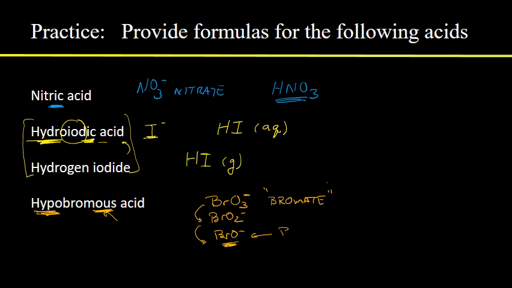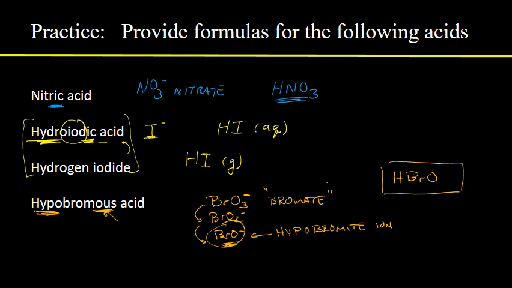So that means that this acid is based on the hypobromite ion. And if we want to take this hypobromite ion and make an acid out of it, it's got a charge of -1, so we have to add 1 hydrogen to it. So HBrO would be the formula for hypobromous acid.